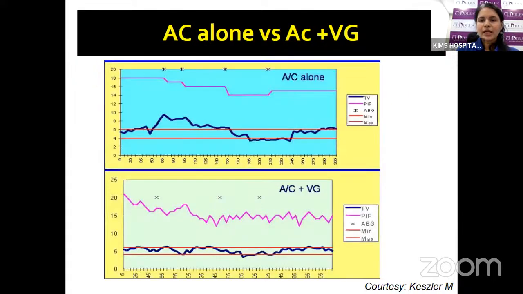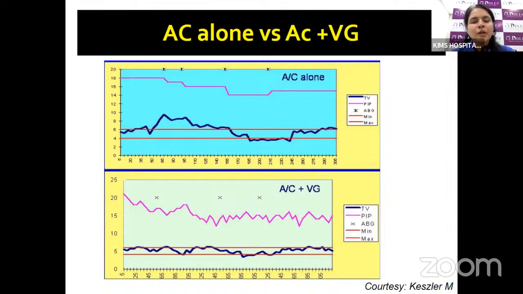So one of the key elements of volume guarantee is a concept called auto-weaning, wherein the PIP is automatically weaned off when the compliance of the lung improves, and we do not have to actually titrate the PIP based on the tidal volumes that are delivered. So this is automatically done by the VG algorithm.